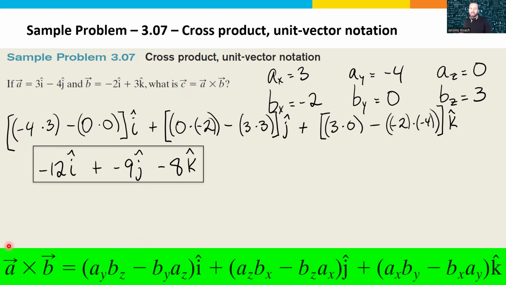So this is the formula for the cross product of vector A cross vector B. And again, the proof is very complex. Just use the formula here and you should be just fine for cross products. So ay is -4. Z component of B is 3. And we're just plugging in all these numbers and we get -12 i hat plus -9 j hat minus 8 k hat. And so that's how we would write that in unit vector notation for the cross product.